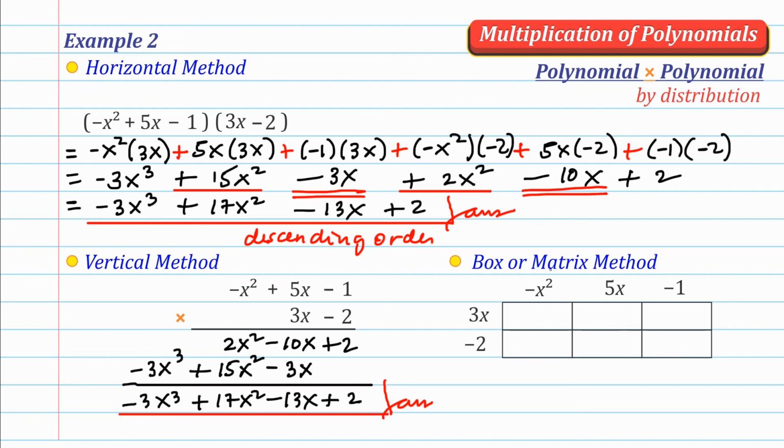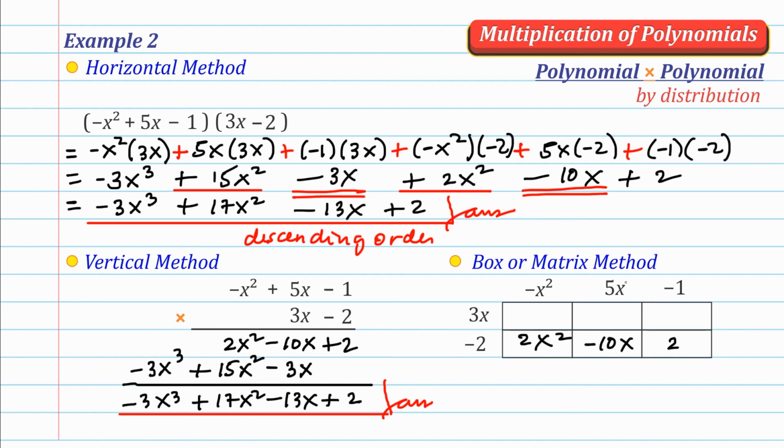And then arrange the terms, negative x squared, 5x, and negative 1 in descending order already. And then finally, the last factor, we have 3x and negative 2, as you can see here, are arranged in descending order already. And then distribute negative 2 to these 3. So distribute it first to negative 1. Negative 2 times negative 1 is positive 2. As you can see, just like a multiplication table, we write the product sa tapat nilang dalawa. And the next, distribute negative 2 to 5x, it's negative 10x. And finally, negative 2 multiplied by this one is positive 2x squared.